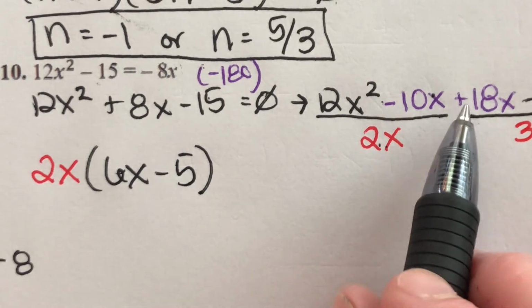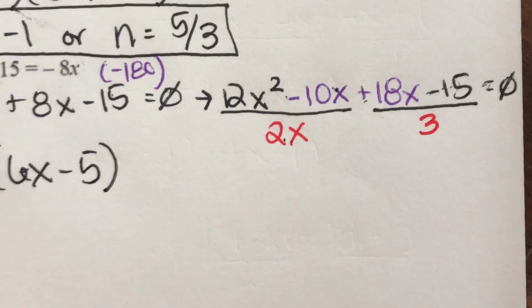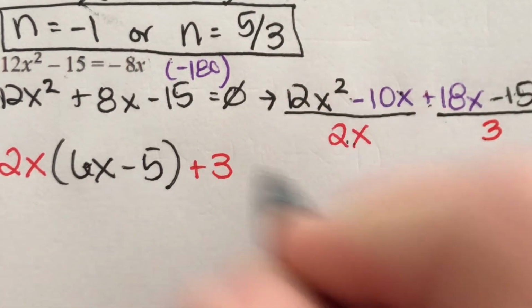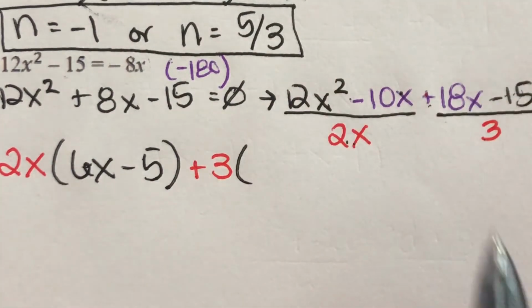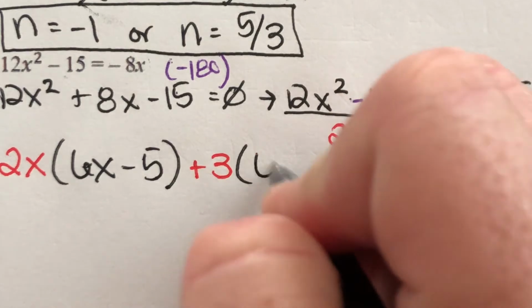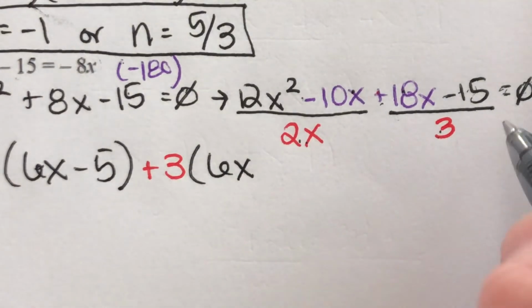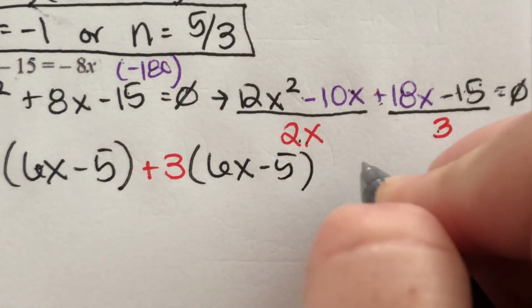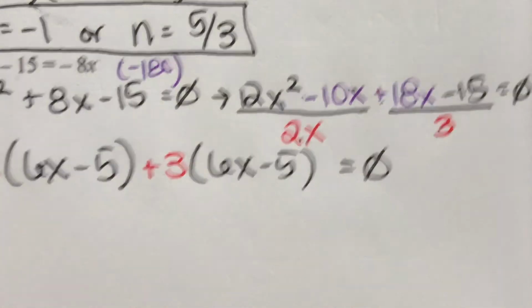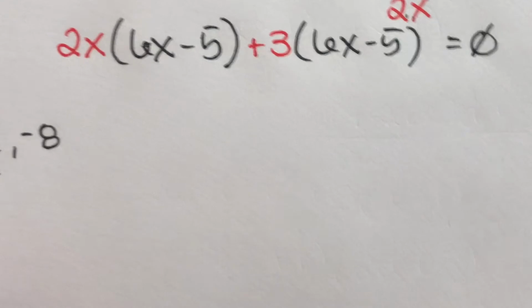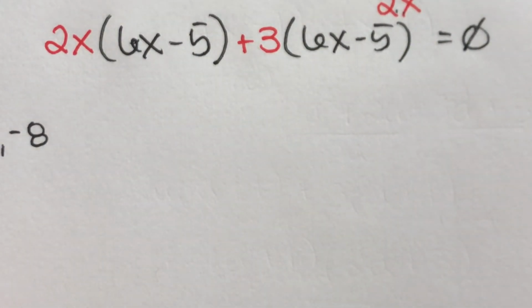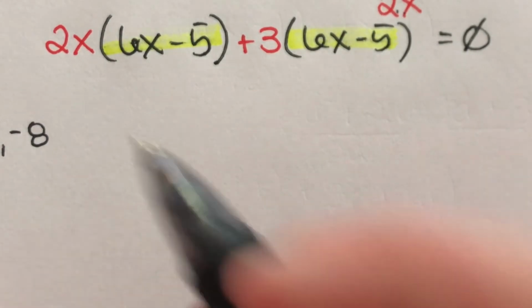Then I've got this plus 3 over here, and I can't see it. So I'm going to put plus 3 next. And everything left over after I divide. 18x divided by 3x is 6x. Negative 15 divided by 3 is negative 5. And of course, all of that is still equal to 0. So this is where I'm at now. Right here, both of my parentheses match, so that's great. That's what I want.